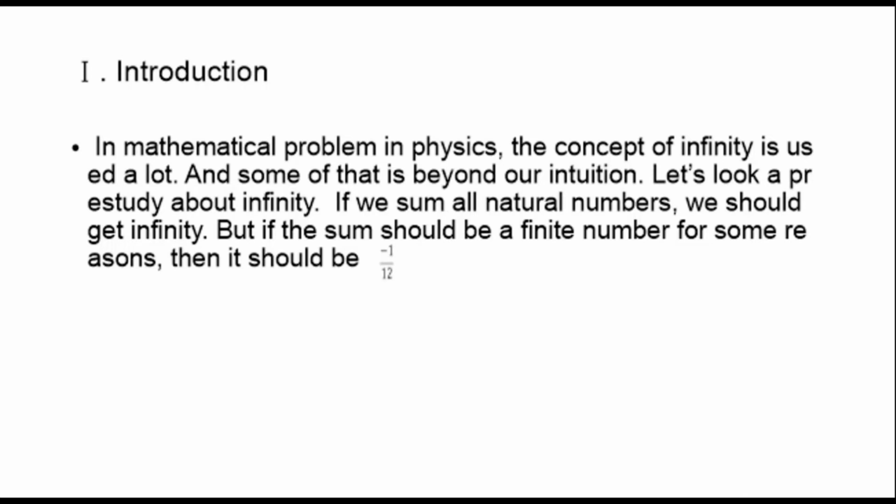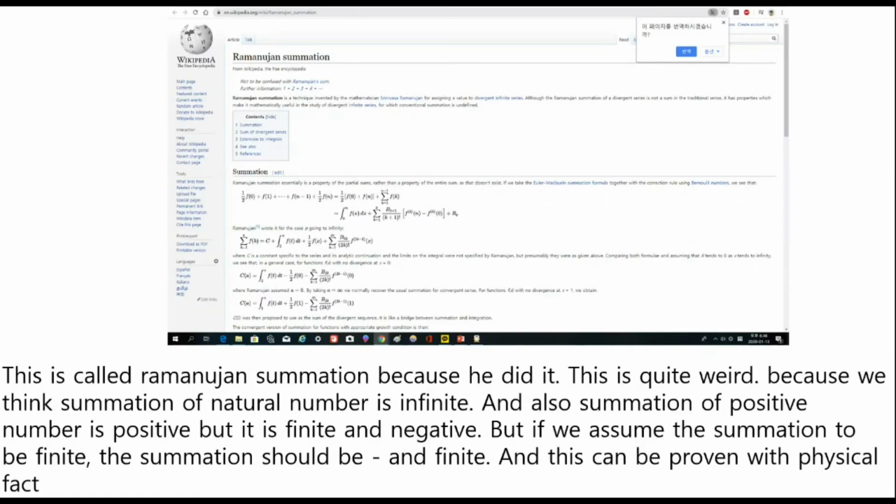Let's look at a pre-study of infinity. If we sum all natural numbers, we should get infinity. But if the sum should be a finite number in some regularization, then it should be minus 1/12. This is called Ramanujan summation because he did it.